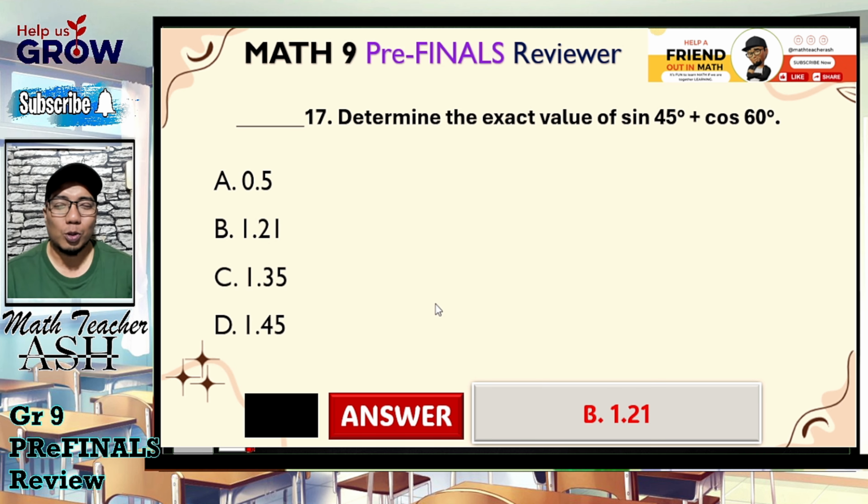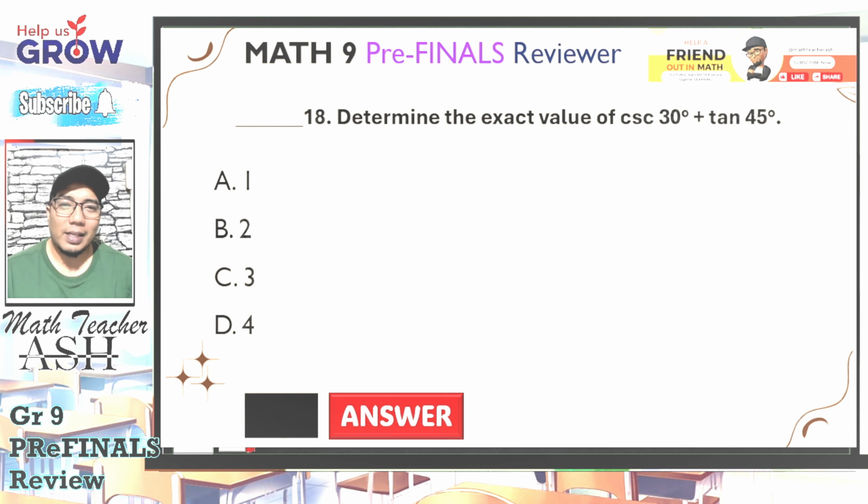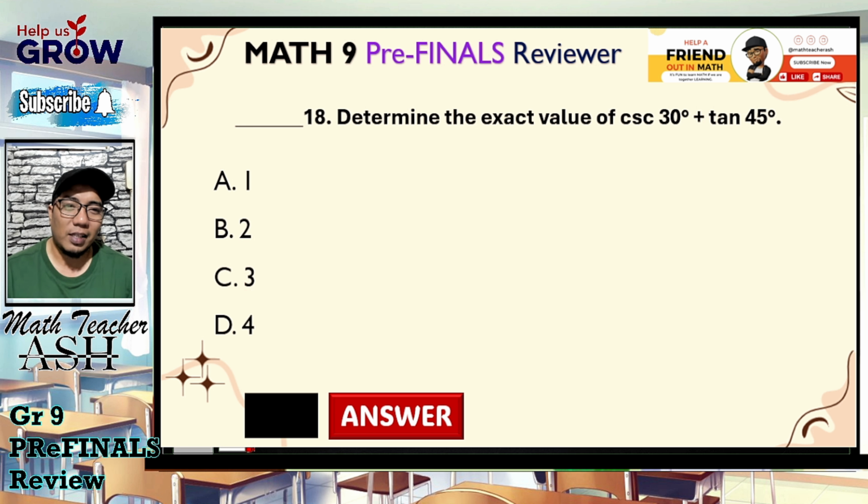So now let us go to question number 18. Determine the exact value of cosecant 30 degrees plus tangent 45. Is it A, 1, B, 2, C, 3, or D, 4? I'll give you 5 seconds to think about your answer.